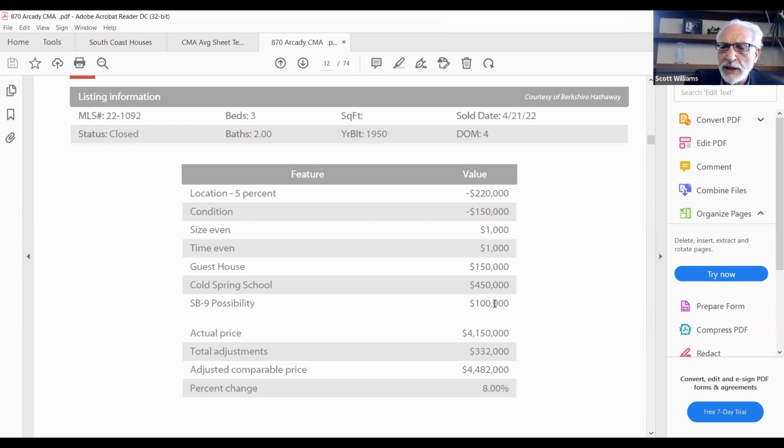The value of a 1 acre parcel in Montecito right now is about $2 million. SB9 is a whole other conversation, but it's coming to the value of a property that you're going to sell soon.